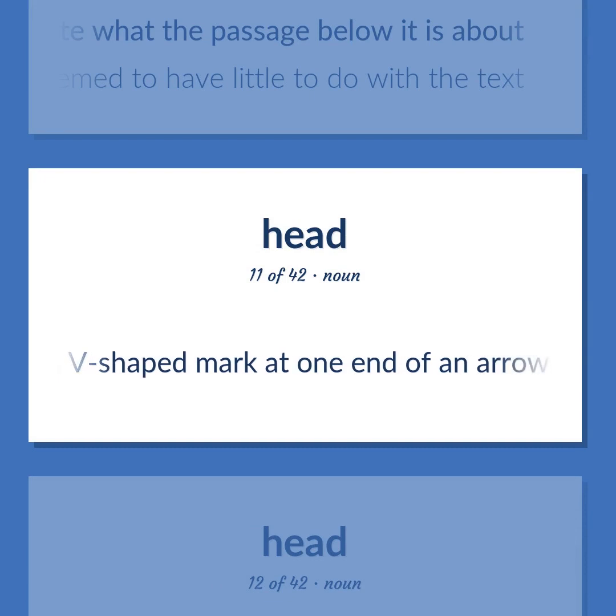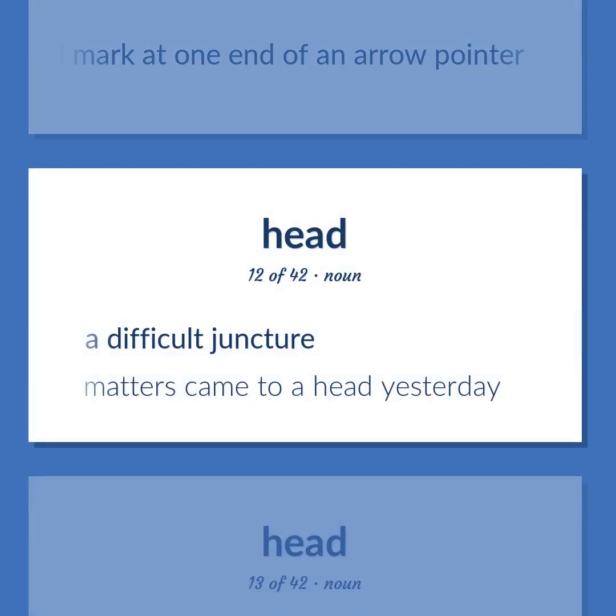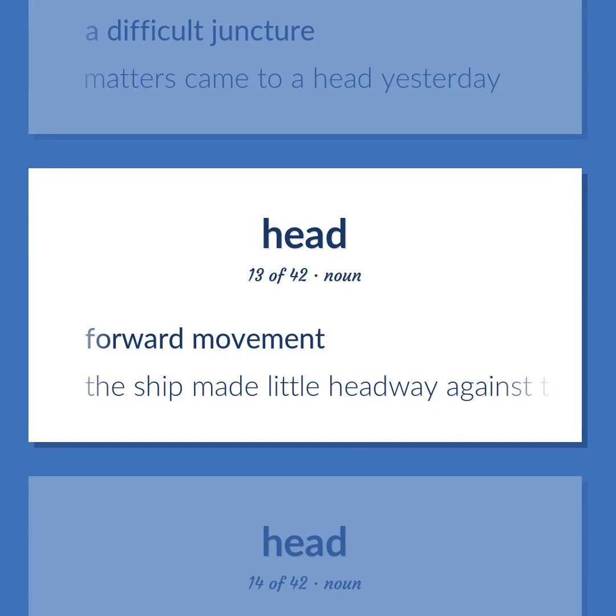A V-shaped mark at one end of an arrow pointer. A difficult juncture. Matters came to a head yesterday. Forward movement. The ship made little headway against the gale.